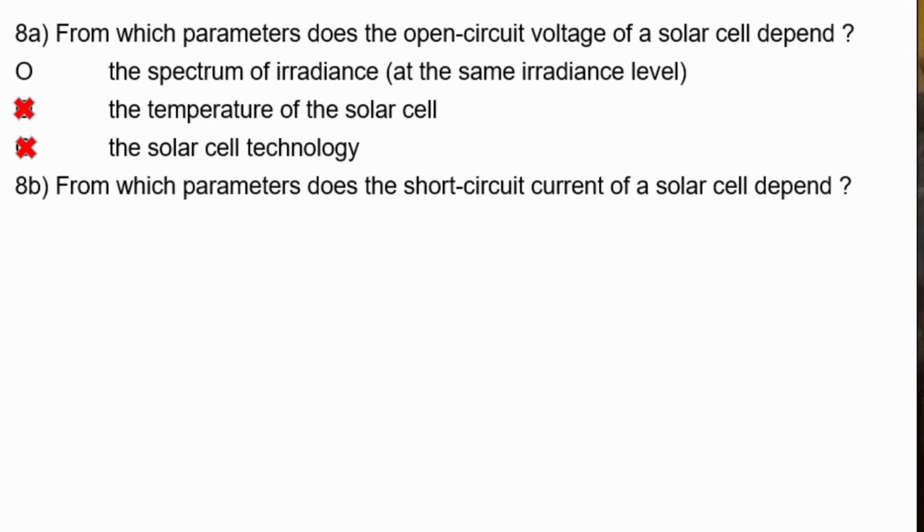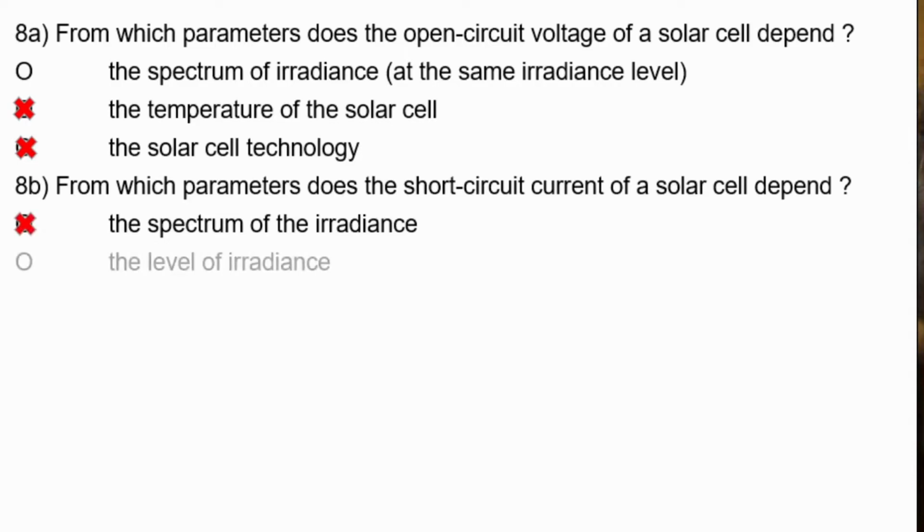parameters does the short circuit current of a solar cell depend? So we discussed this already, the spectrum of the irradiance. Sure, if you have a better adapted irradiance, then you would have more usable photons and therefore a higher current. So this is true. The level of irradiance, sure, if you have a higher level of irradiance, you also get a higher current.